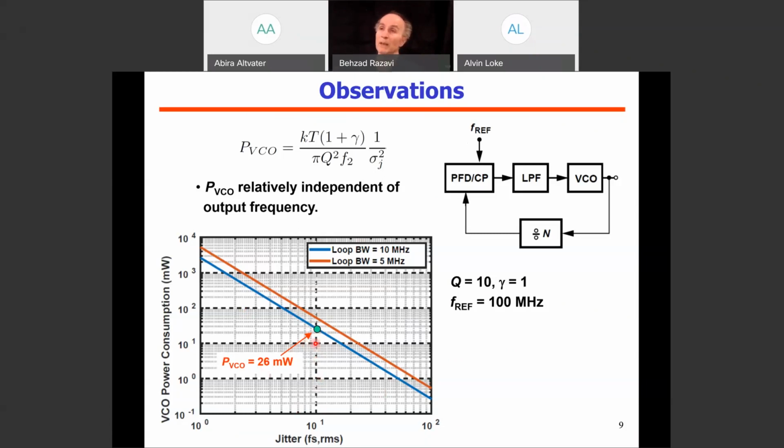If we cannot live with 10 megahertz and we have to reduce the loop bandwidth to 5 megahertz, then of course the power consumption goes up by a factor of 2. So I would like you to remember this example, 28 milliwatts for 10 femtoseconds RMS, and we will soon see that the situation actually becomes much worse very quickly when we go to case number 2.